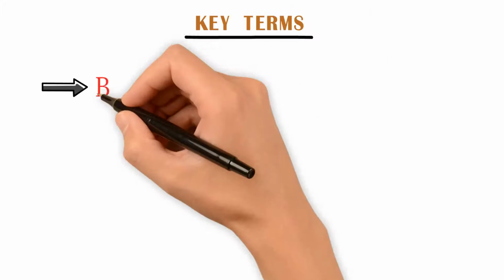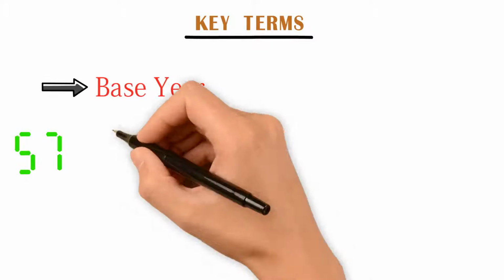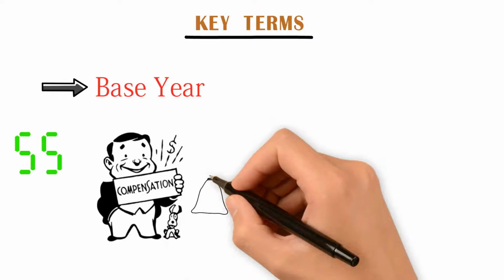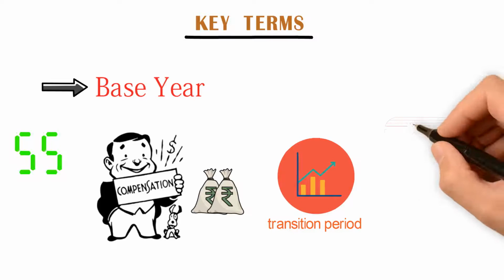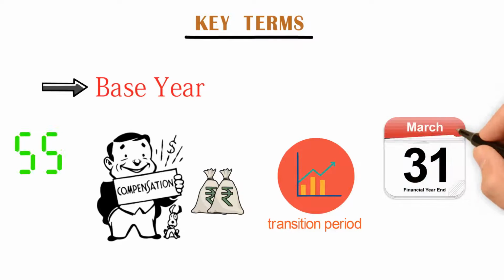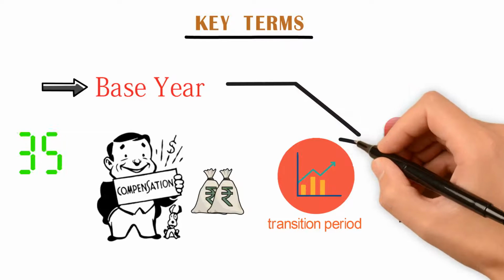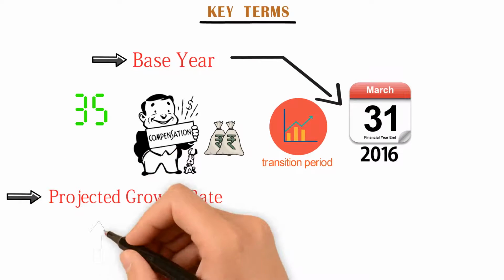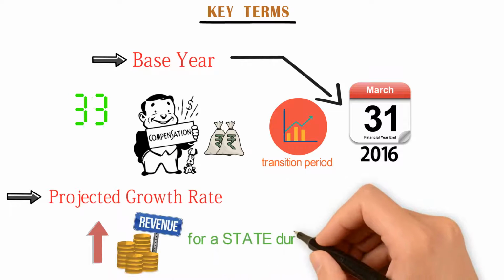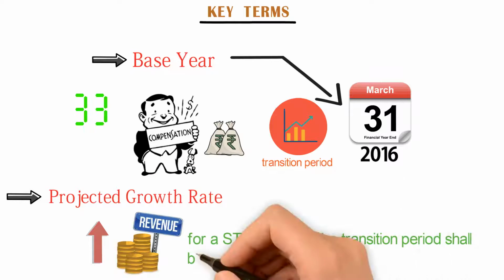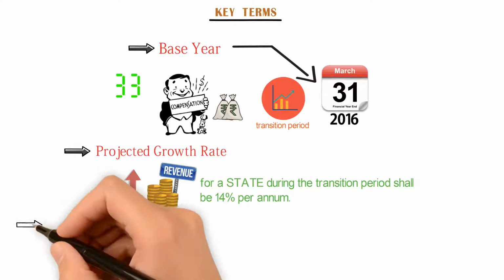Key terms: base year. For the purpose of calculating compensation amount payable in any financial year during the transition period, the financial year ending 31st March 2016 will be taken as the base year. Projected growth rate. The projected nominal growth rate for revenue for a state during the transition period shall be 14% per annum. Base year revenue.